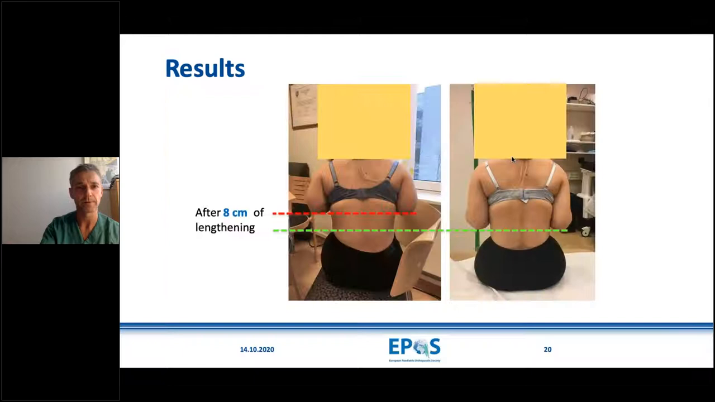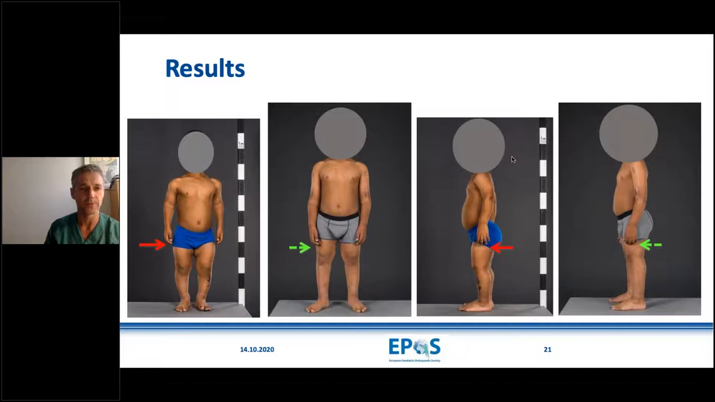Another example on the left side before lengthening, on the right side after 8 centimeters of lengthening. So you see here on the left side a picture of an achondroplasia patient who was not lengthened. So the fingertips reach to the trochanter region. After lengthening, the fingertips reach to the middle of the thigh. And he has also done the lengthening and axis correction in the tibia. And he's scheduled for lengthening the femur.